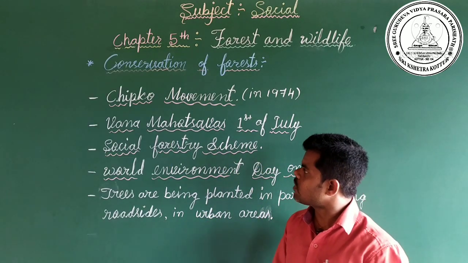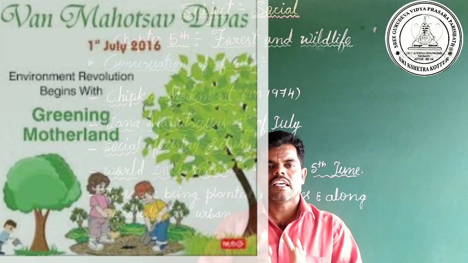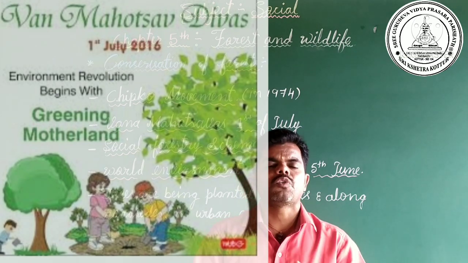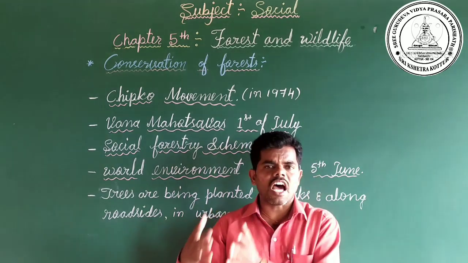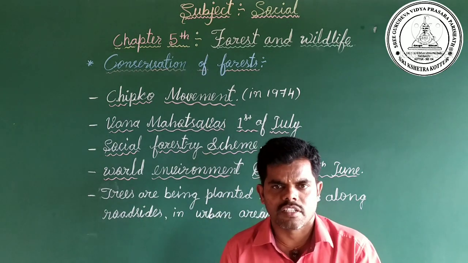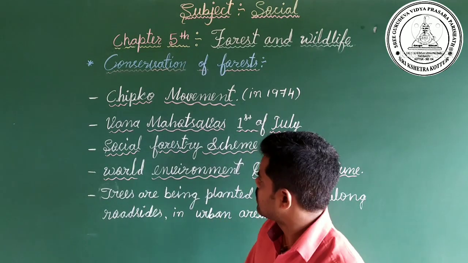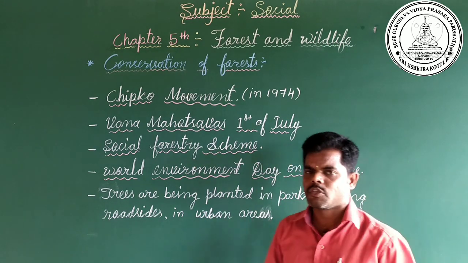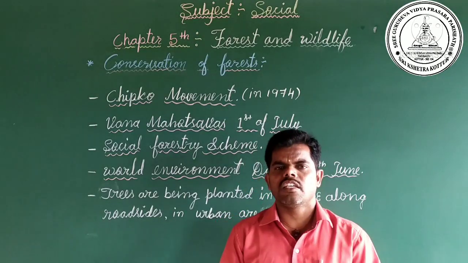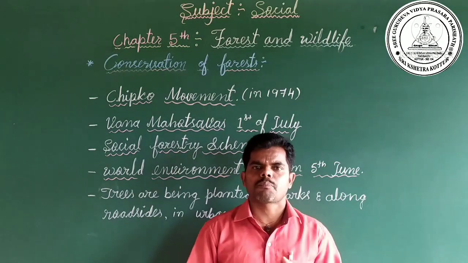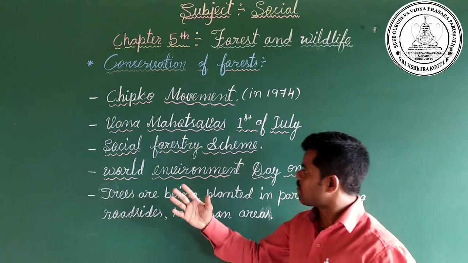The second scheme was Vanamotsava. Vanamotsava is celebrated on 1st July. In this celebration, people are encouraged to plant more trees and plants in urban, rural and city areas and in the world. The third scheme is the social forestry scheme, which is also one of the important schemes. In this scheme, urban people are encouraged to plant more trees in urban, rural and city areas.